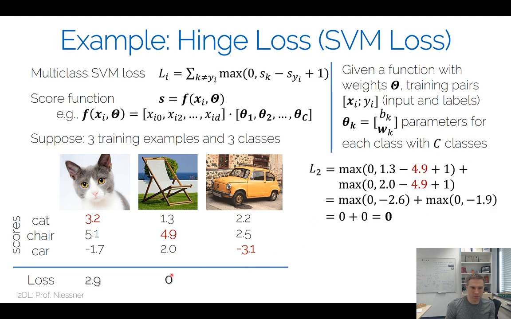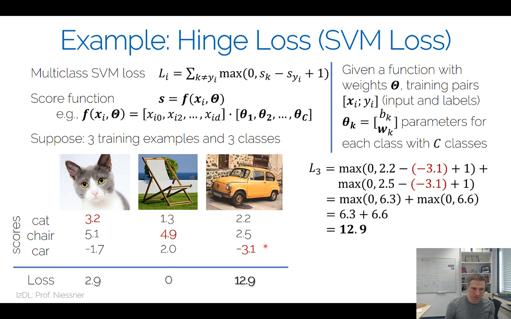Okay, here was the function. Maybe we should quickly go over it, right? Pairwise comparison, 1.3 minus 4.9 plus 1. This is zero. And here the same thing, 2.0 minus 4.9 plus 1. This is going to be minus 1.9, so maximum with 0, and this one is 0. Now, for the last one, we will see, okay, this is a very small score, but it should have been a much higher score.